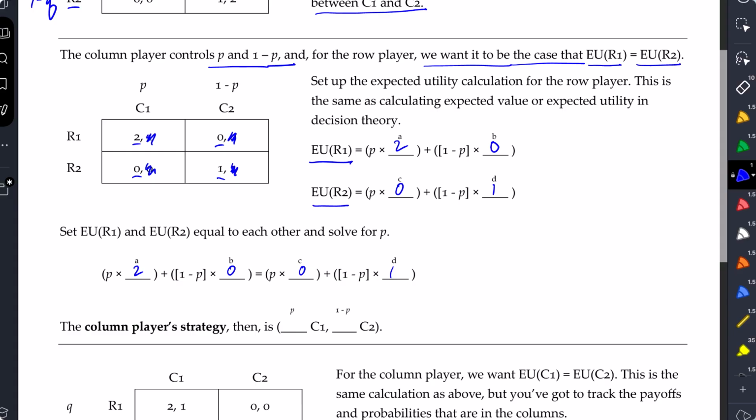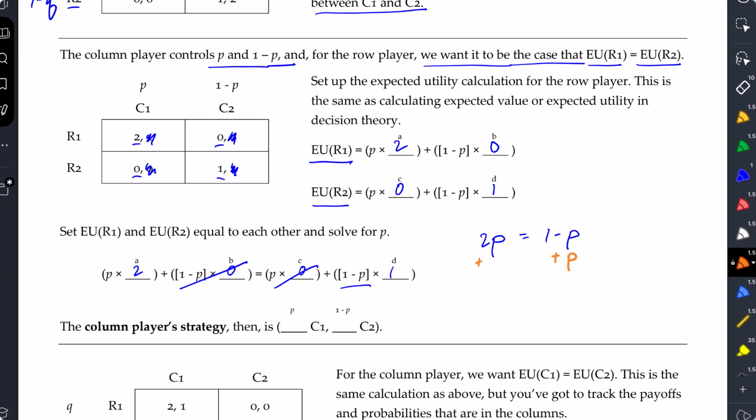So we have 2P, that's going to go to 0, equals, that will go to 0, and this will just be 1 minus P. So we'll add P to both sides. So 3P equals 1. Divide both sides by 3. And we find that P equals 1/3.